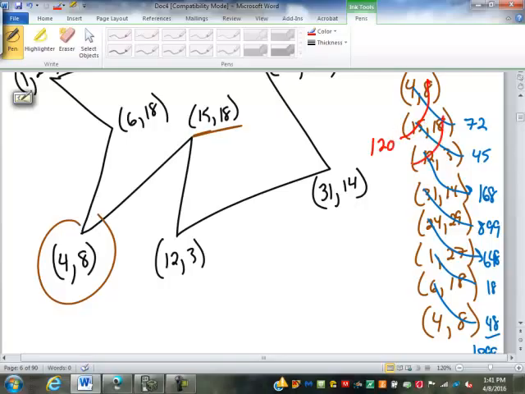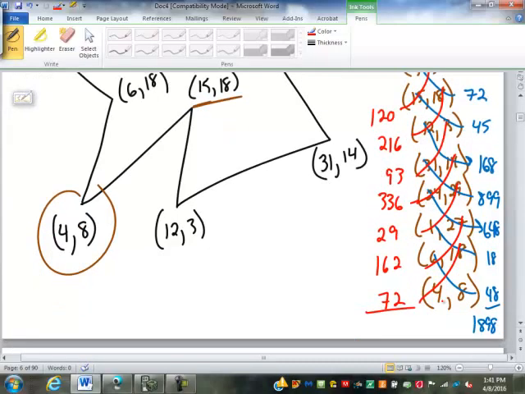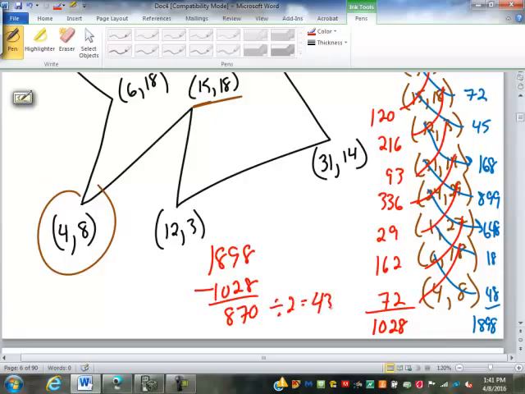8 times 15 is 120. 18 times 12 is 216, correct? Yep. 3 times 31 is 93. 14 times 24 is 336. 29 and 1 is 29. 27 and 6 is what? 162? And 4, 8 is 72. Adds up to what? 1028. So 1898 minus 1028 is 870. Divided by 2 is 435 square units.